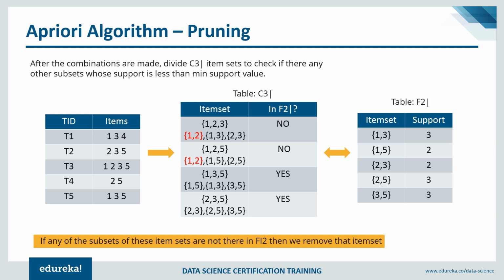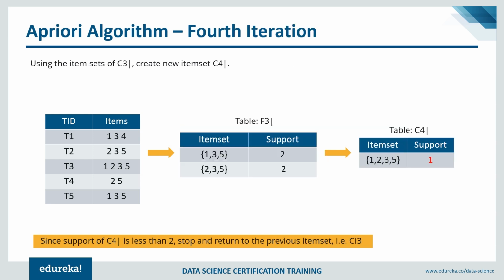So with 135, we have three subsets 1, 5, 1, 3, 3, 5, which are present in table F2. Then again, we have 2, 3, 2, 5, and 3, 5, which are also present in table F2. So we have to remove 1, 2 from the table C3 and create the table F3.